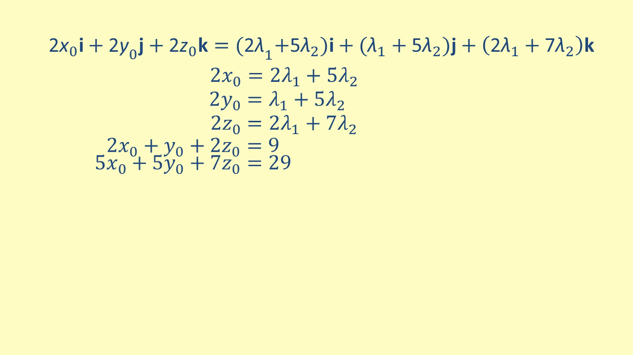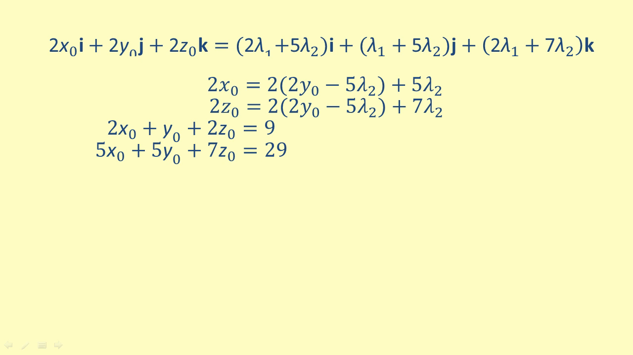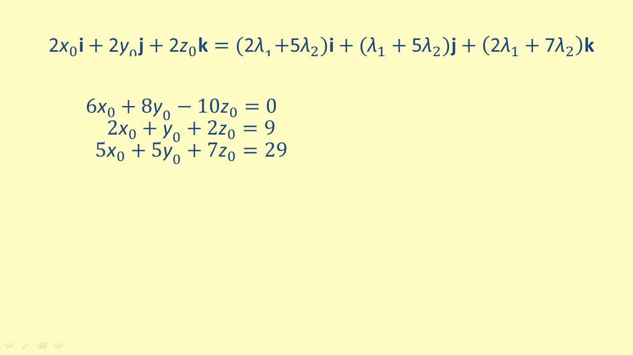Let's solve the second equation for lambda sub 1 and substitute this into the first and third equations. We now have 4 equations. Solve the first and second equations for lambda sub 2, set them equal to each other, and then cross multiply. This now gets us down to 3 equations with 3 variables.